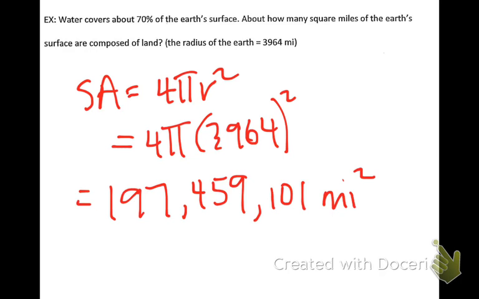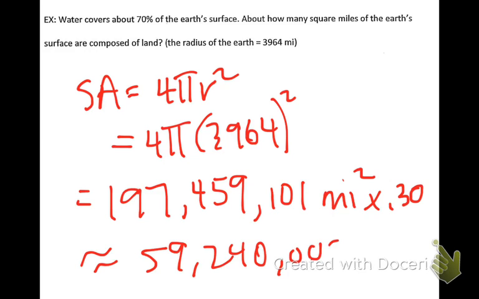We have to, wait, it says land, okay? We have to multiply that by 0.3. Right, 70% of it is just water, so that means 30% is land. So we take the overall surface area and multiply it times the 30% of land, and that's going to give me approximately 59,240,000 miles squared of surface area covered by land.